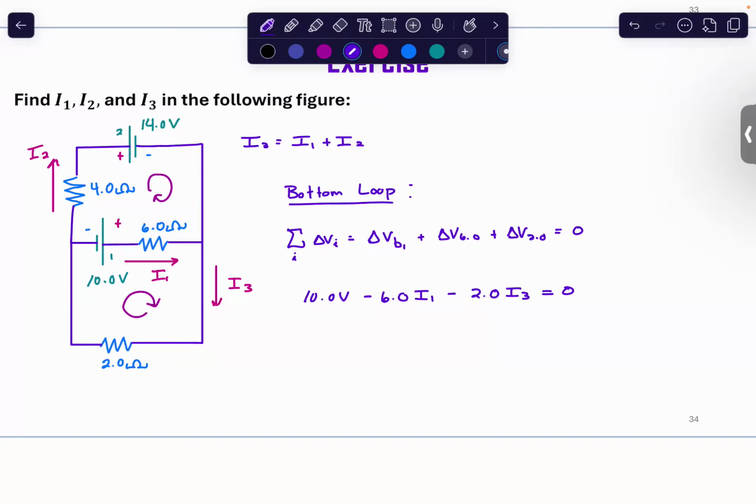Okay, we're out of time. Keep working on this. We'll finish solving this next time. I'm going to go ahead and draw in some figures so we can move a little faster.